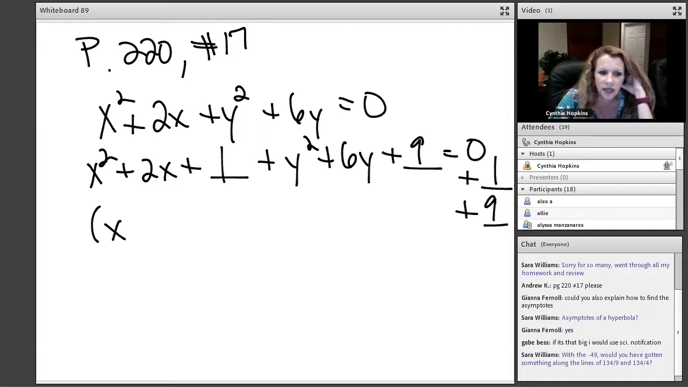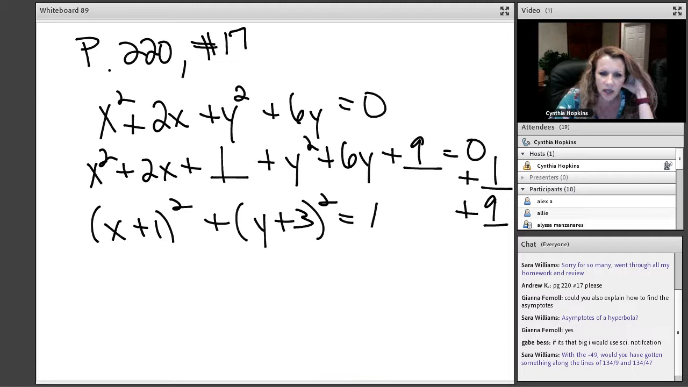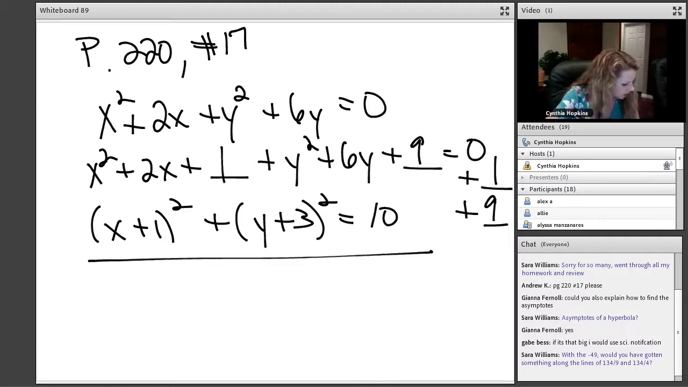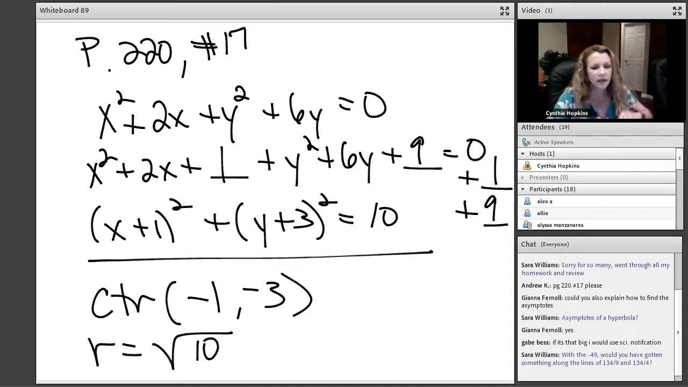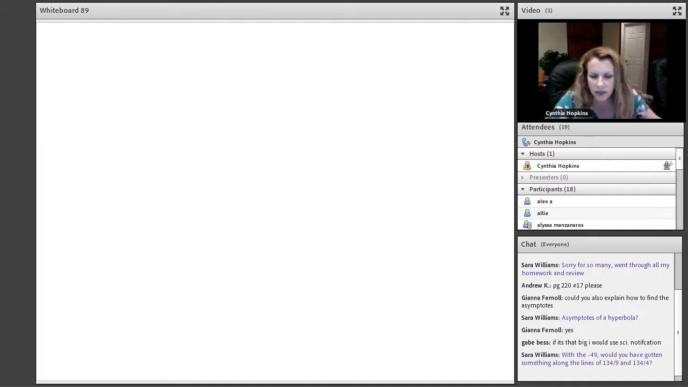All right, left side, this becomes x plus 1, the quantity squared. Second term, after I factor, I'm going to get y plus 3, the quantity squared, and all of that equals 10. So yes, this is a circle. It says find the center and radius, so let's label that. The center will be negative 1, comma, negative 3. And the radius is the square root of 10. And there you go. Okay, let's see. That was Andrew's question.